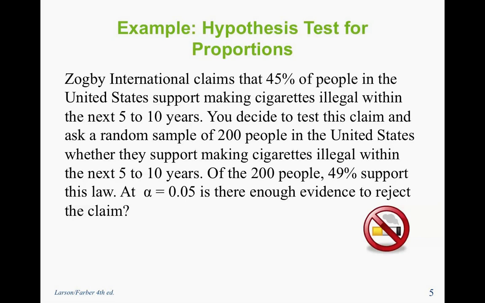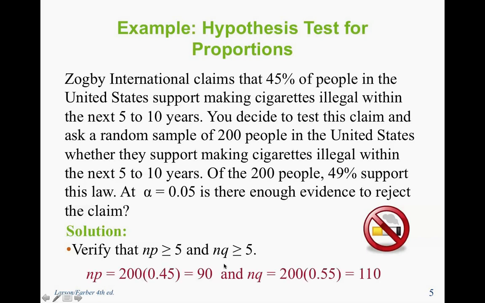So what is our claim in this case? Test this claim that 45% of the people in the United States support making cigarettes illegal. So first we need to verify n times p, which is greater than or equal to 5, and n times q, which is greater than or equal to 5. So we have 200 people right here, times 0.45, we get 90. 200 times 0.55, we get 110. Perfect, they're both above 5, we can do this.